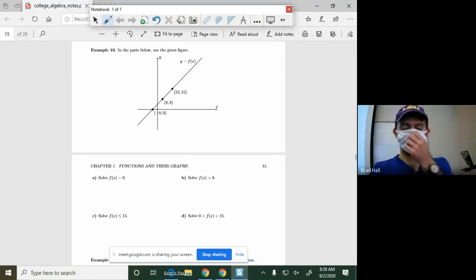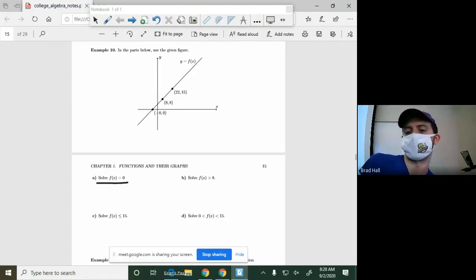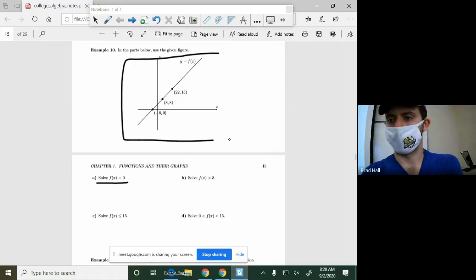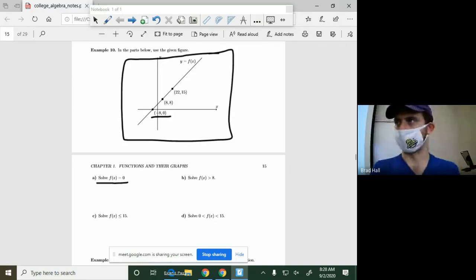So part A here wants us to solve f of x is equal to 0. There's nothing really to solve. I mean, we don't really have a function. So f of x is equal to 0 just means y is equal to 0. If I look at this whole graph, where's y equal to 0? Down here for that point, because there's a 0 in the y spot. So then what's the x value corresponding to that? It's just negative 8. That's part A right there. When we solve a function, we find the x values.